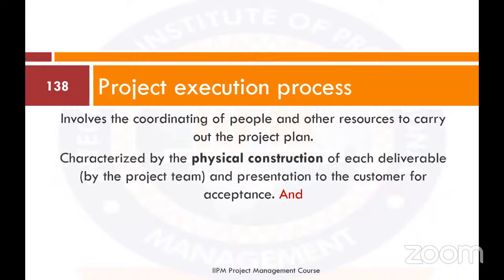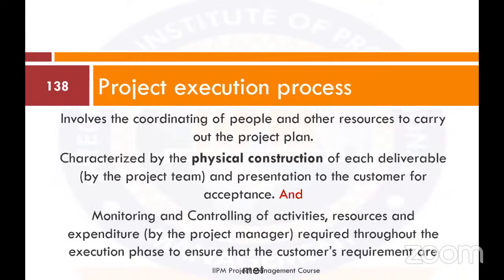Now, we have the phase execution process also, which includes coordination of people and other resources to carry out the project plan, characterized by physical construction of each deliverable by the project team and presentation to the customer for acceptance, and monitoring and controlling of activities, resources, and expenditure by the project manager required throughout the execution phase to ensure that the project's requirements are met.